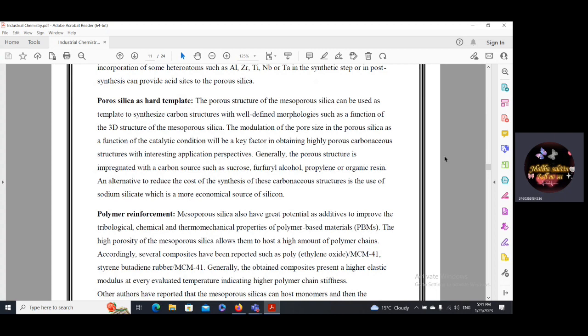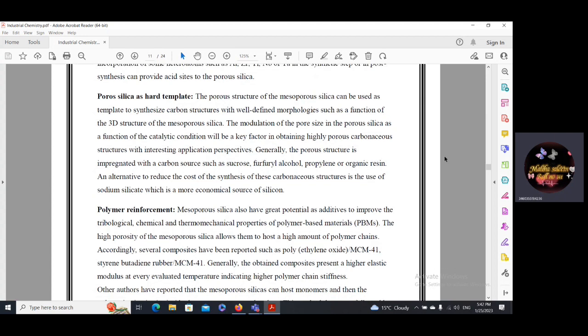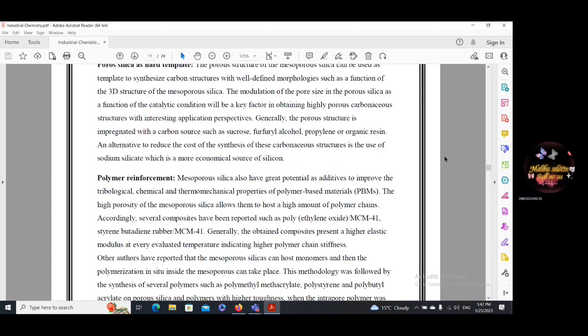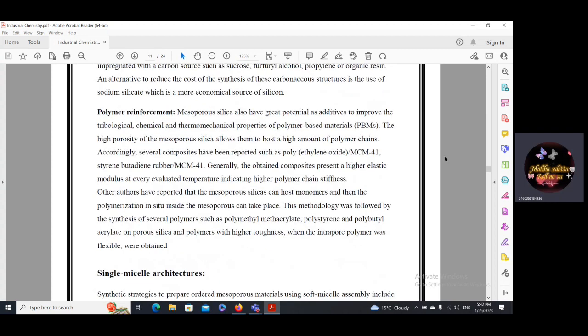Generally, the pore structure is impregnated with a carbon source such as sucrose, furfuryl alcohol, propylene, organic resins, and so on. An alternative to reduce the cost of the synthesis of these carbonaceous structures is the use of sodium silicate, which is the most economical source of silicon.